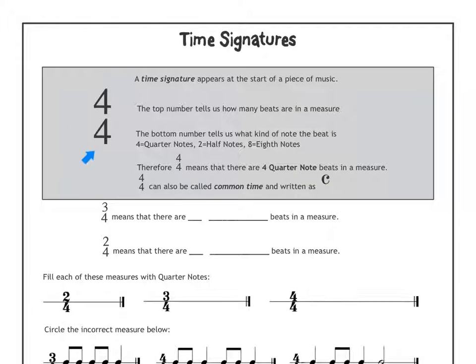A time signature always looks like this, with two numbers, one on top of the other. The upper number tells us how many beats, how many pulses there are in each measure. I've got a metronome here set to 90 beats a minute, and you'll hear every fourth beat is a higher pitch than the other three.